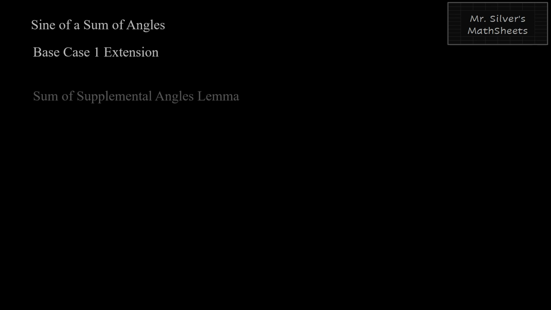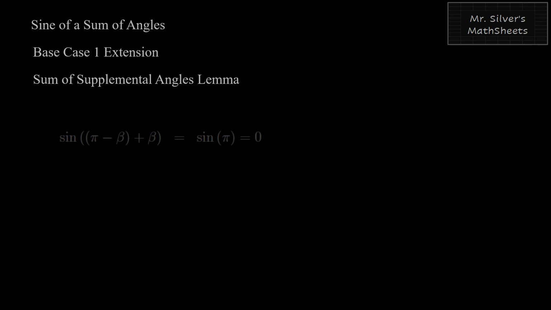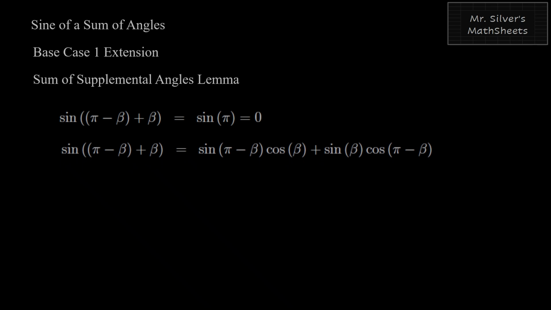Consistent with the formula. Sum of supplemental angles. Suppose you have two angles that sum to pi. Well, obviously you're not going to have a triangle there. Sine of pi is 0. Would you get the same result if you plugged into the sine alpha cosine beta, etc. formula? Well, let's plug it in and see what happens.